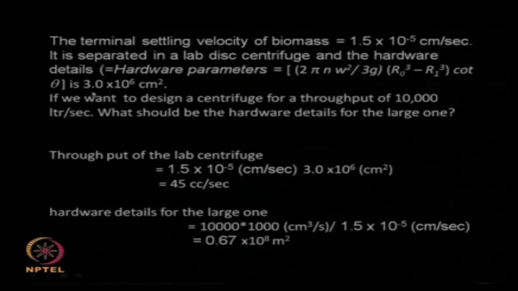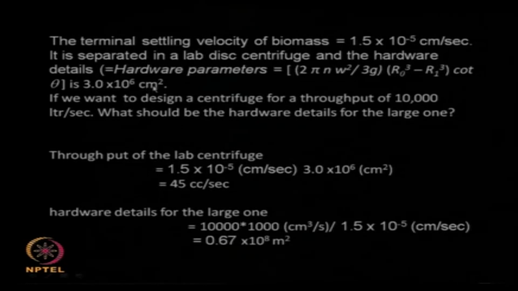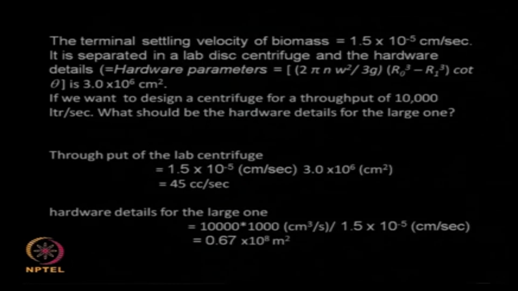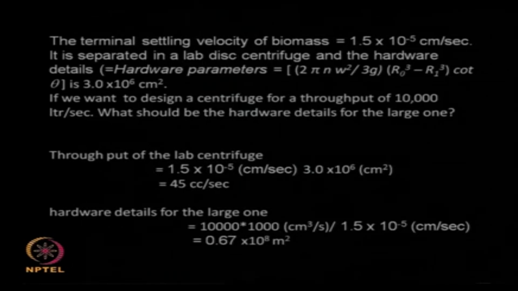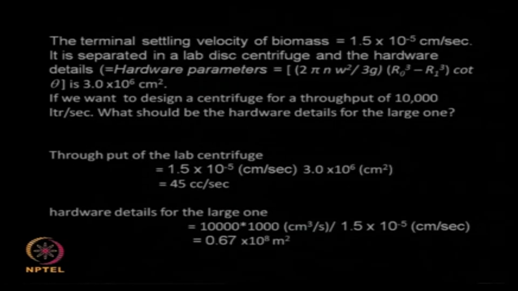In the small scale, the hardware parameter is 3 into 10 power 6 centimeter square. In the large scale, hardware parameter is 0.67 into 10 power 8 meter square, but the terminal settling velocity is the same whether it is the small scale or the large scale, because the main assumption here is the particle and the fluid properties do not change.